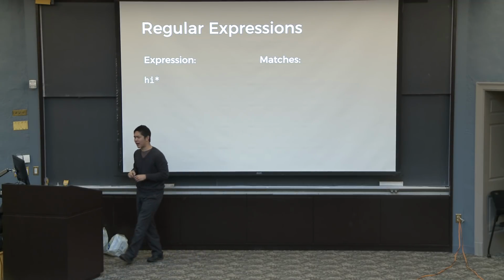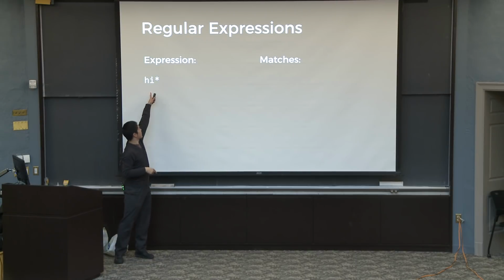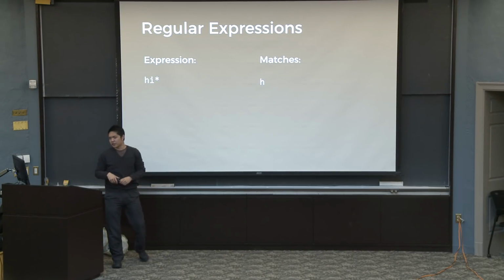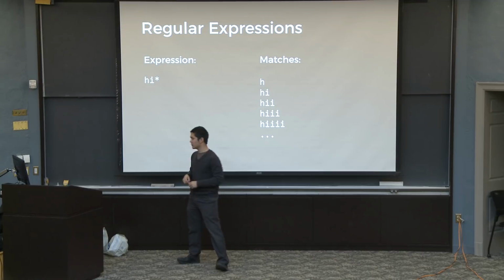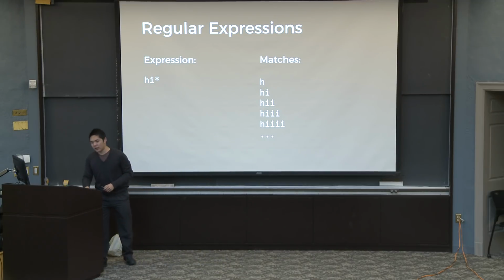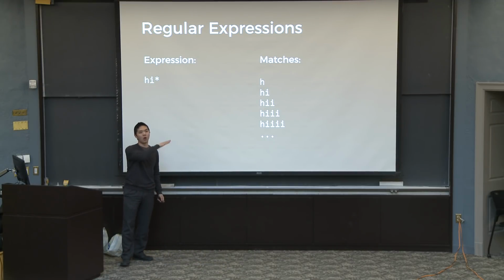H and then any number of i's. Yeah, the star only applies to the preceding character, the I in this case. And so this will match H, just an H, or it will match hi, or it will match hi with 2 i's, hi with 3 i's, hi with 4 i's, or on and on and on. As many i's as you want, and it's going to match that sequence. So i star means 0 or more i's.